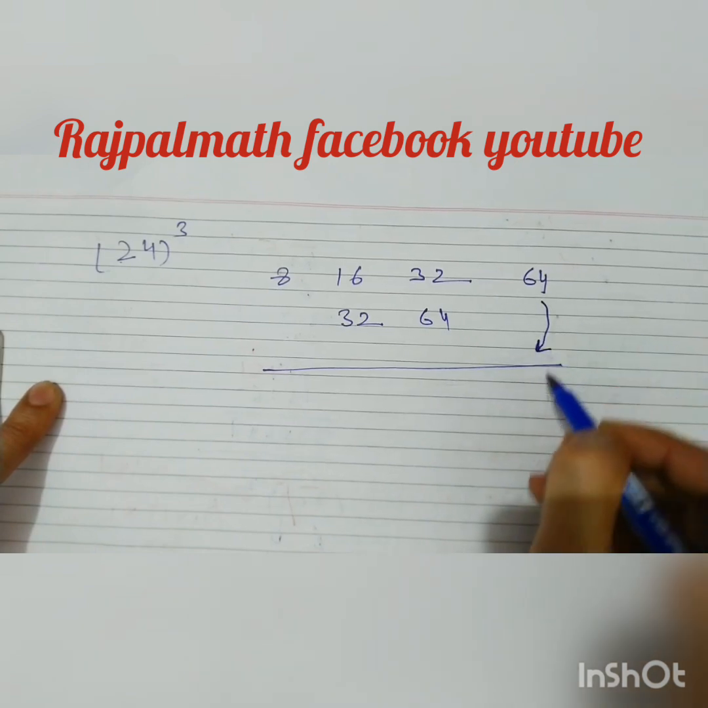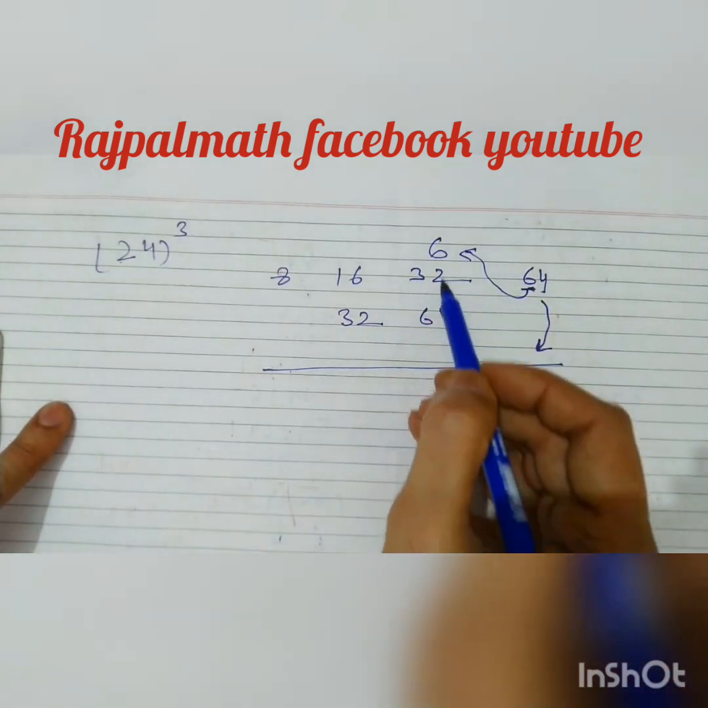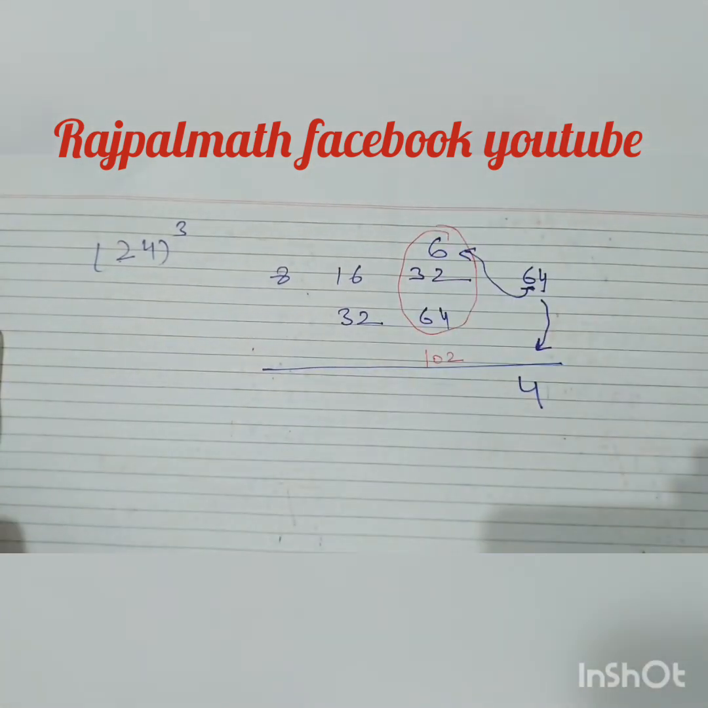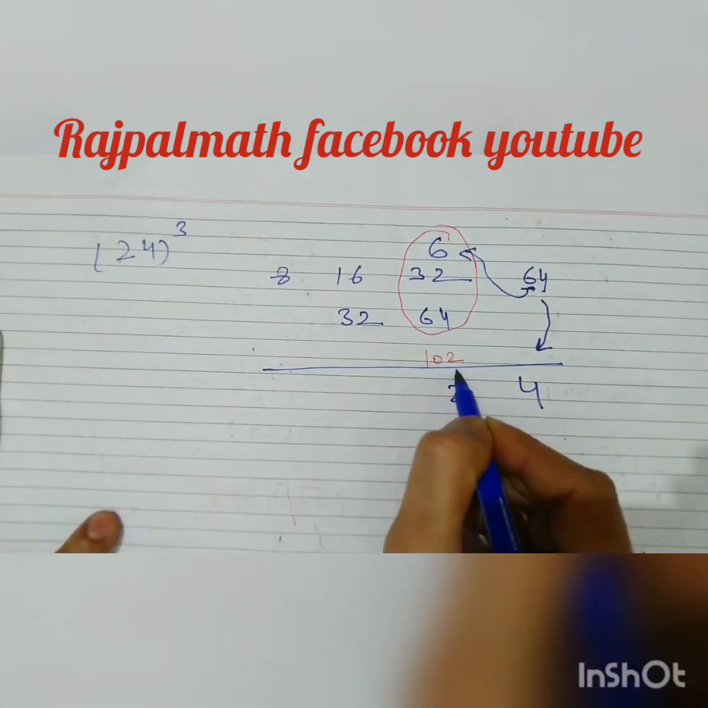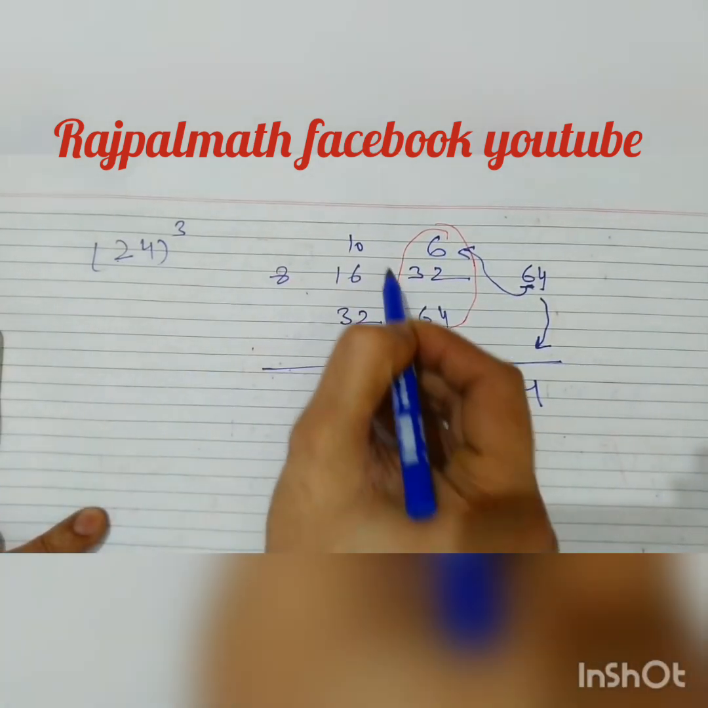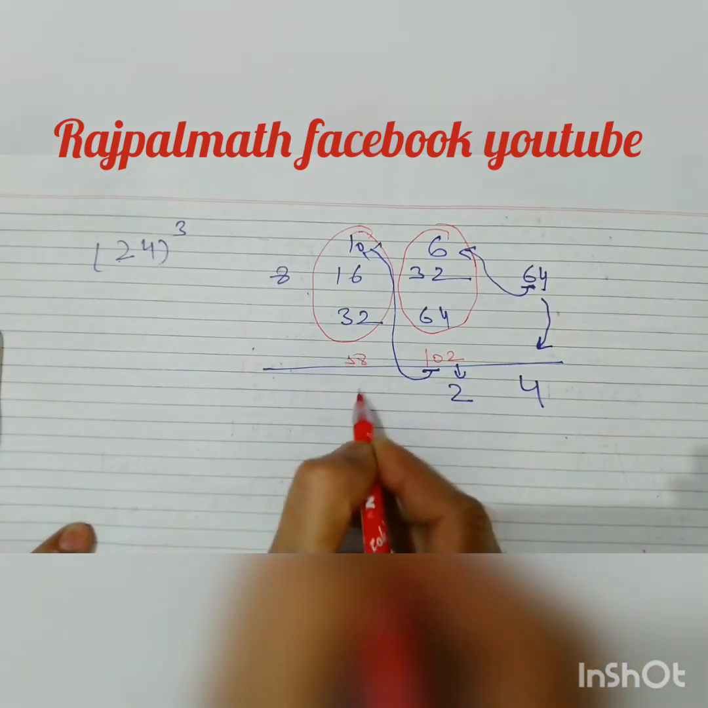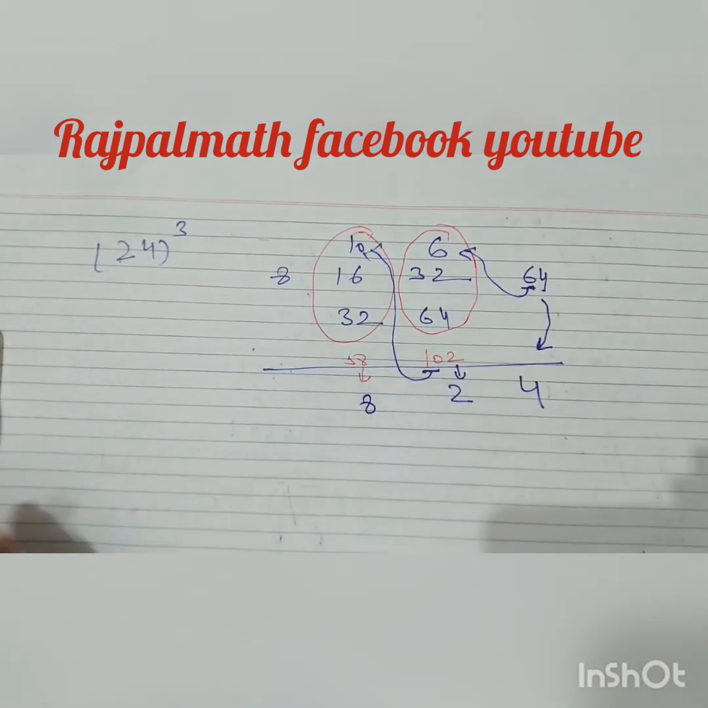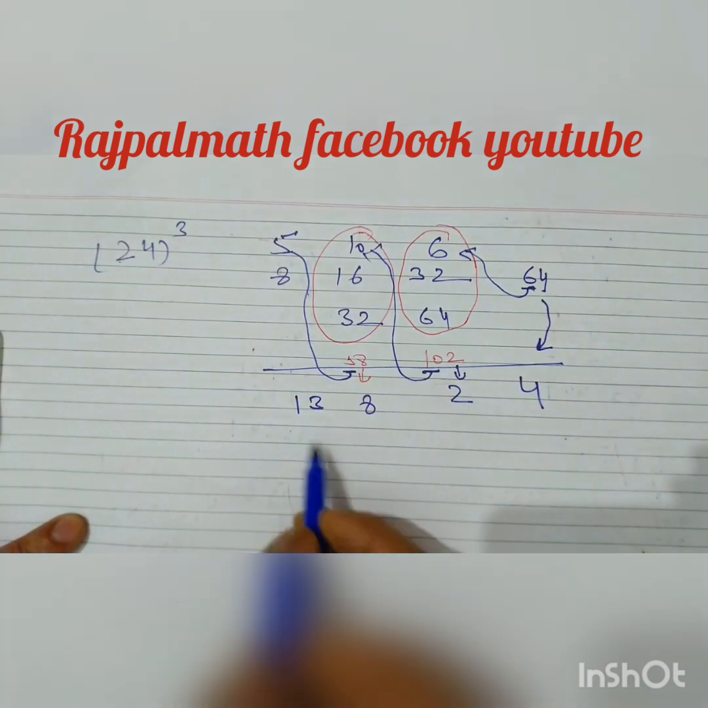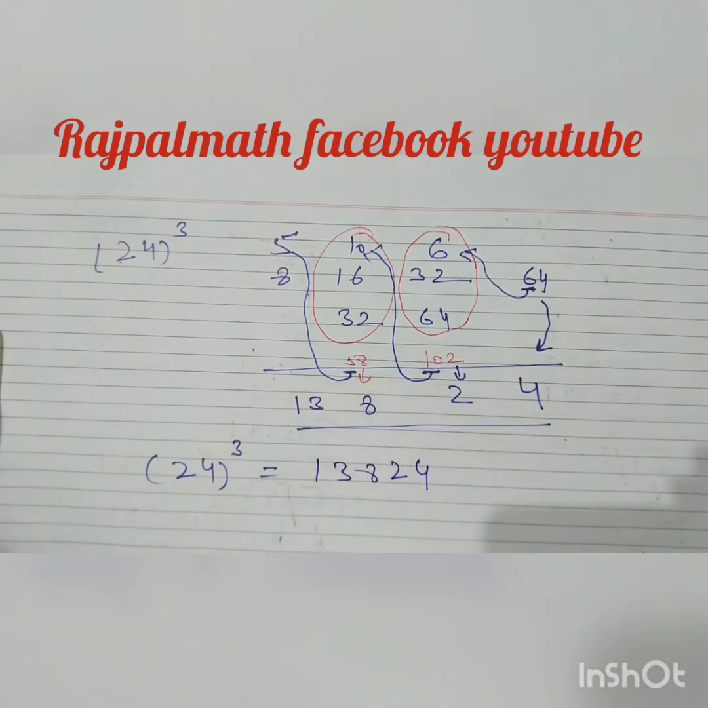Then write 4 over here and 6 carry forward. Now 6 plus 32 plus 64 is 102. Write 2 over here, unit digit, and 10 carry forward. Now 10 plus 16 plus 32 is 58. Write 8 over here and 5 carry forward. 5 plus 8, 13. Therefore, cube of 24 is 13824.